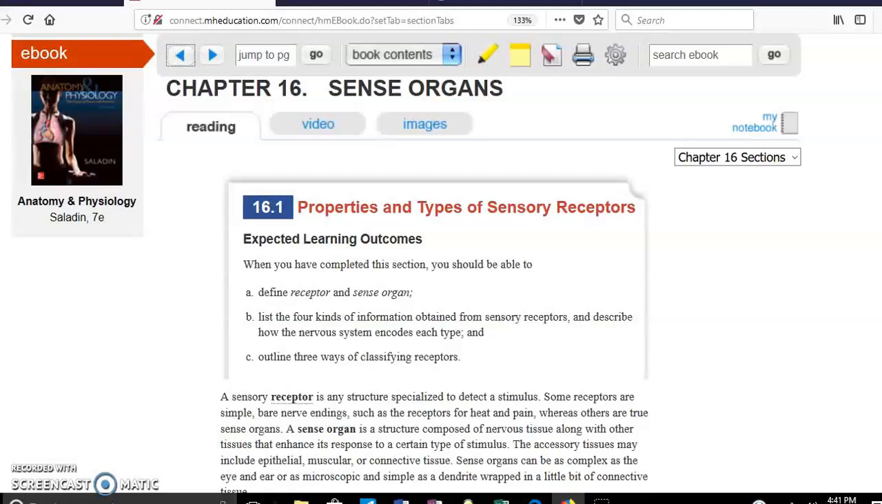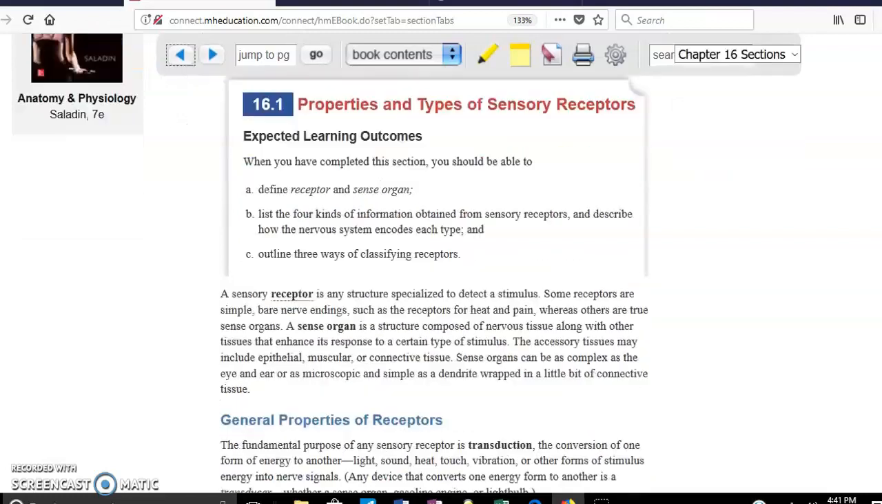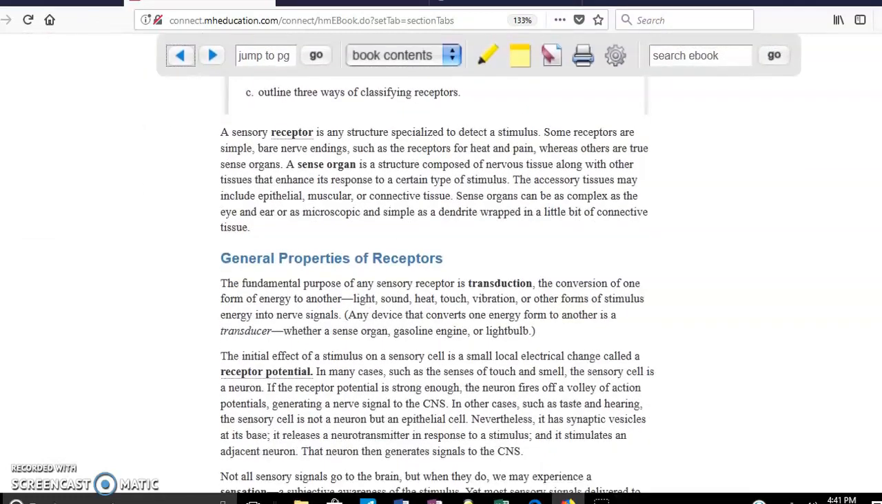Okay, this chapter is the sense organs. The first thing we need to talk about are receptors. A receptor is a structure that is capable of working as a transducer, meaning it will receive different types of energy, such as sound and vibration, for example, and will transform that into a nerve stimulus that eventually is going to be transferred to the brain.